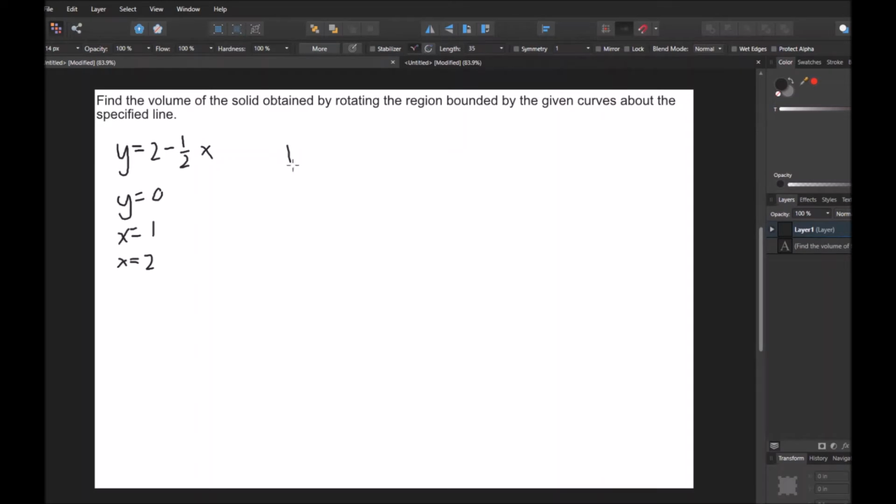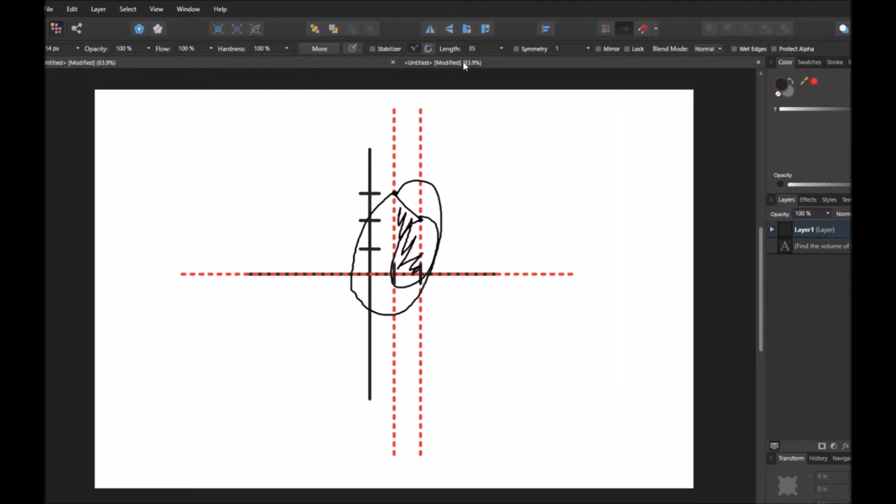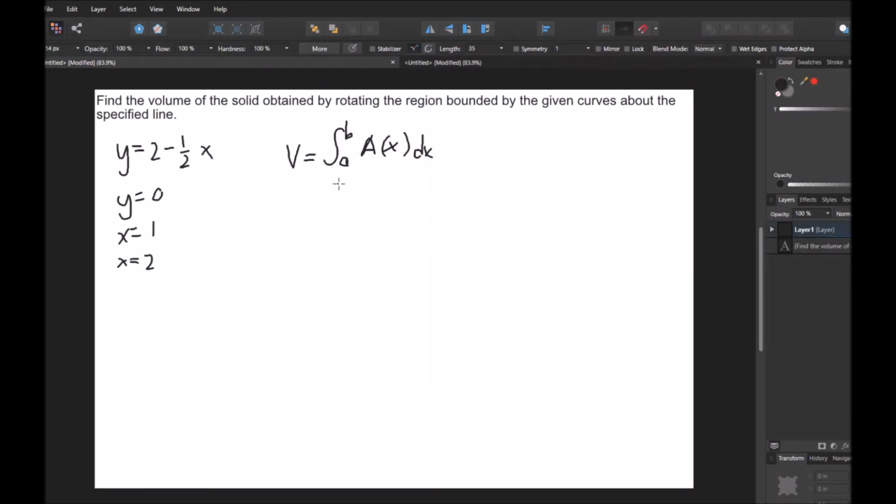Now remember, to find the volume of the curve, it's the integral from a to b of the area of the solid. And I'm going to take it with respect to the x-axis just because it would be easier that way. If you look at it, it would just be easier to do it with respect to the x-axis, so that's what I'm going to do. So because we're using the disc method, I guess first I should talk about the interval. The interval is going to be from 1 to 2, like this.